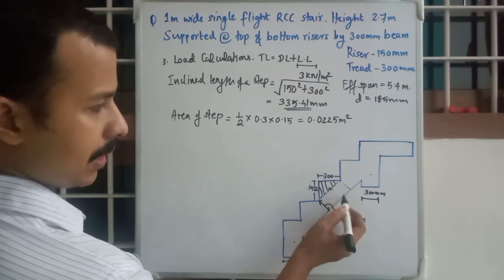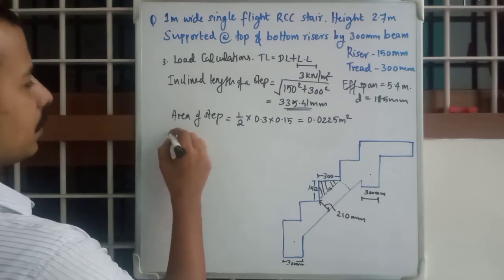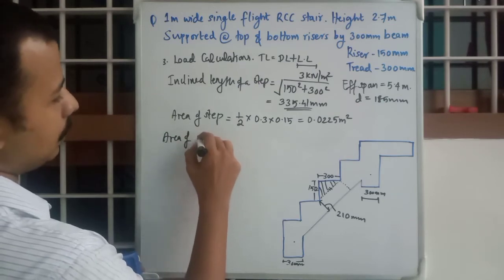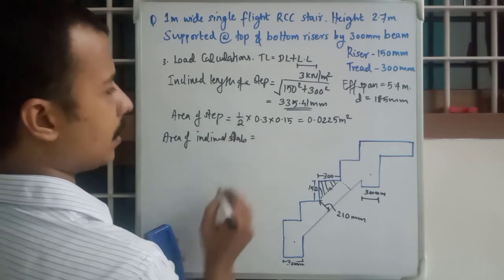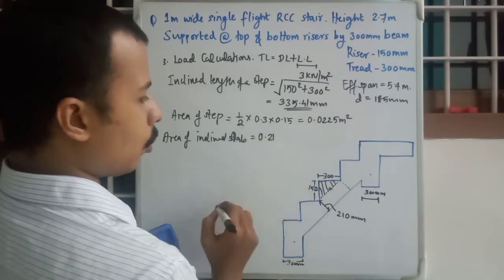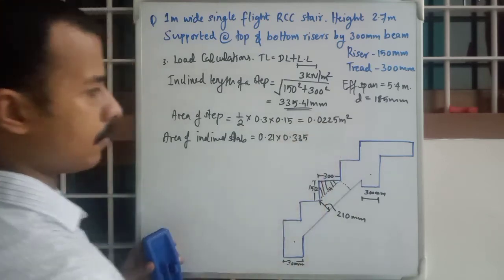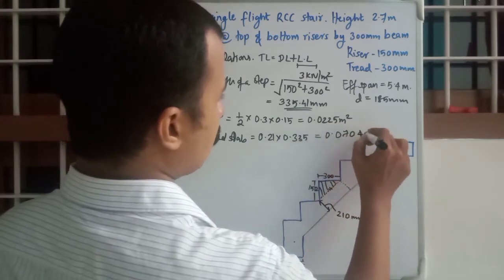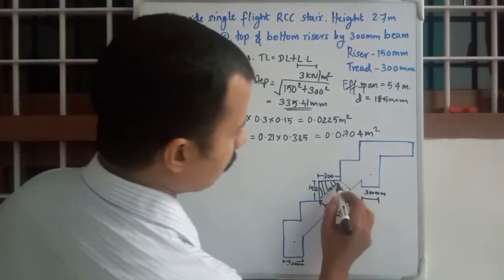Now we want to calculate this area. Okay, so area of waist slab, area of inclined slab, that will be equal to 210 or 0.21 into 0.335. You will get 0.0704 meter square. Okay, and that is this area.